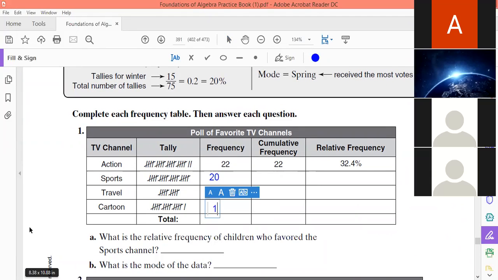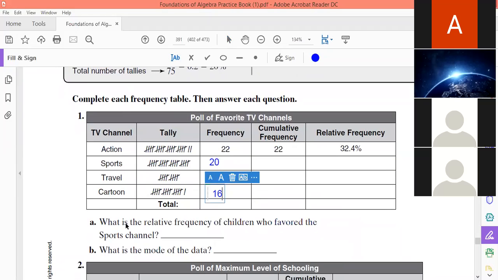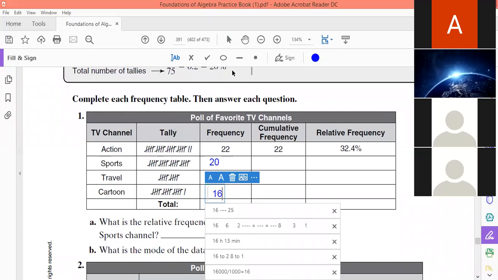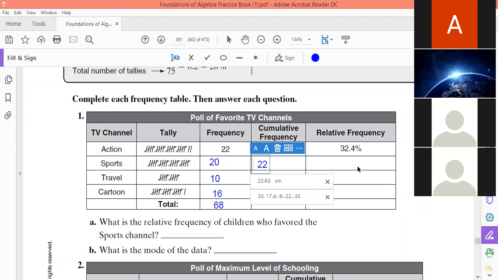16. The total, add them all, is 68. Jason, should I do the cumulative frequency? Yes, do it. 68. 22. What will you do here? 22 plus 20, which will be equal to 42.